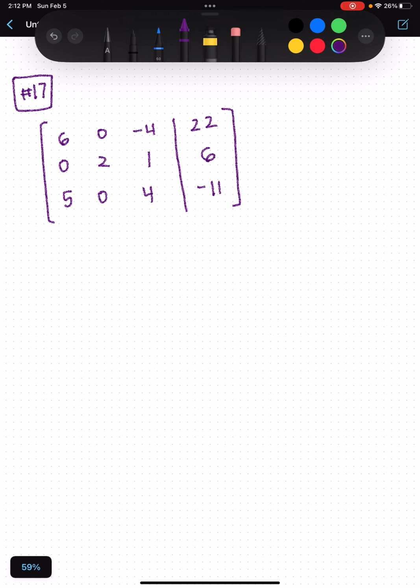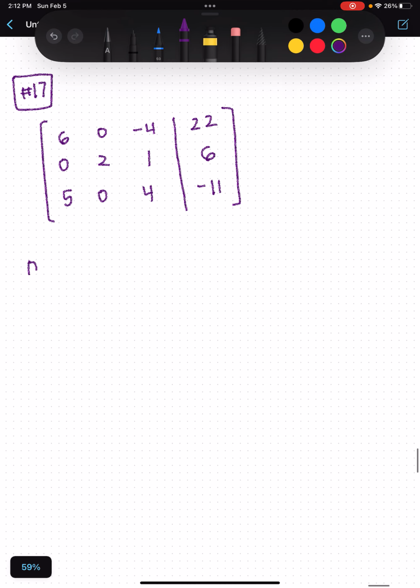All right, so here's what we're going to do. We're going to write 4 different matrices. So the first matrix is just the original, like on the left side. And I'm going to call that matrix just regular old D. So matrix D is 6, 0, 5, 0, 2, 0, negative 4, 1, 4.